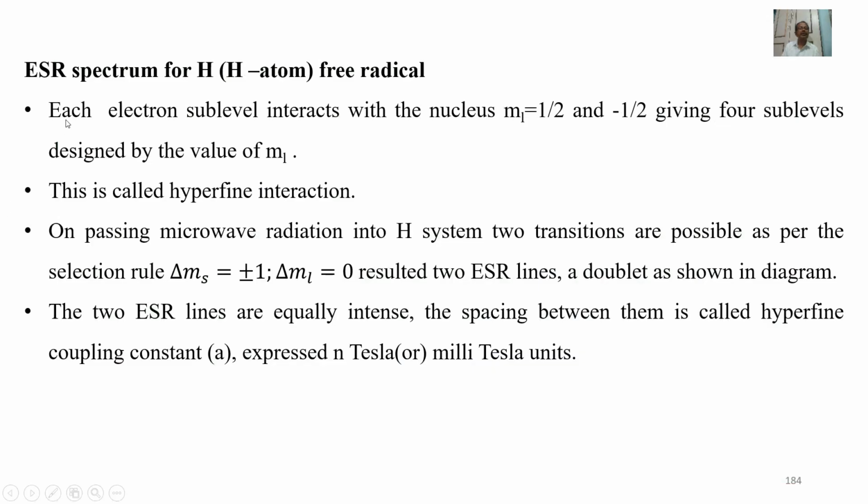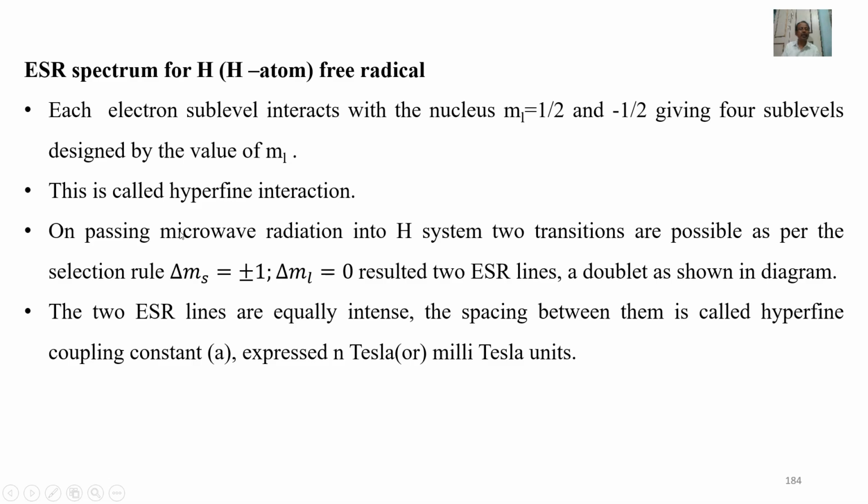ESR spectrum for hydrogen free radical. Each electron sublevel interacts with the nucleus, Mi equals 1/2 and minus 1/2, giving 4 sublevels designated by the value of Mi. This is called hyperfine interaction.